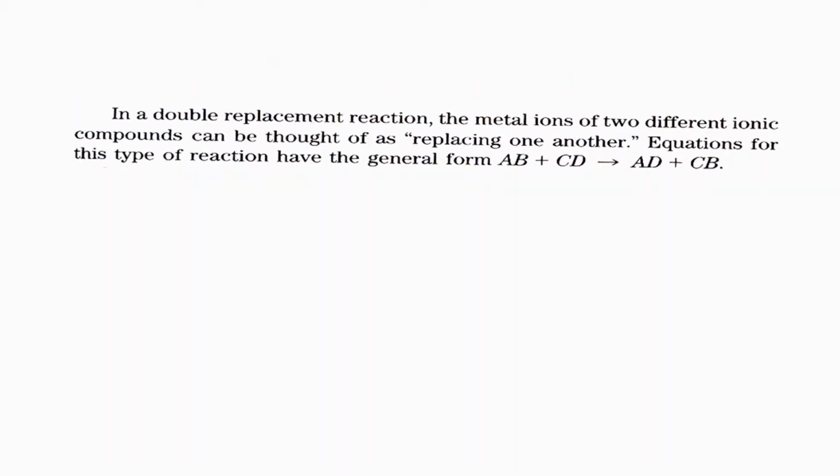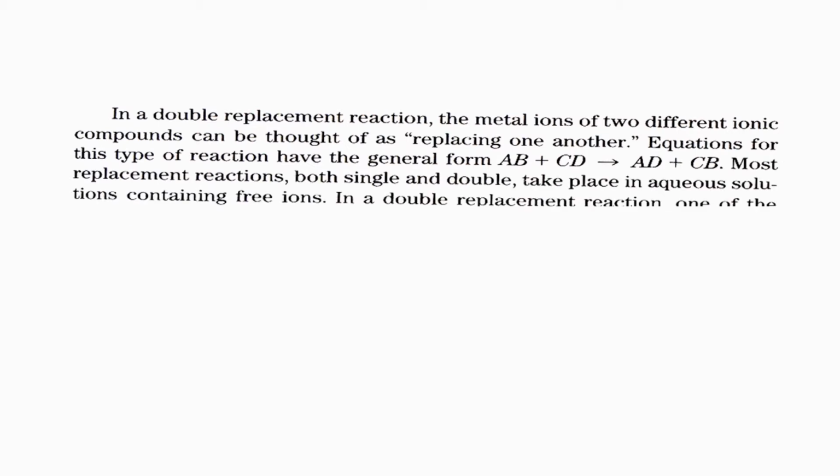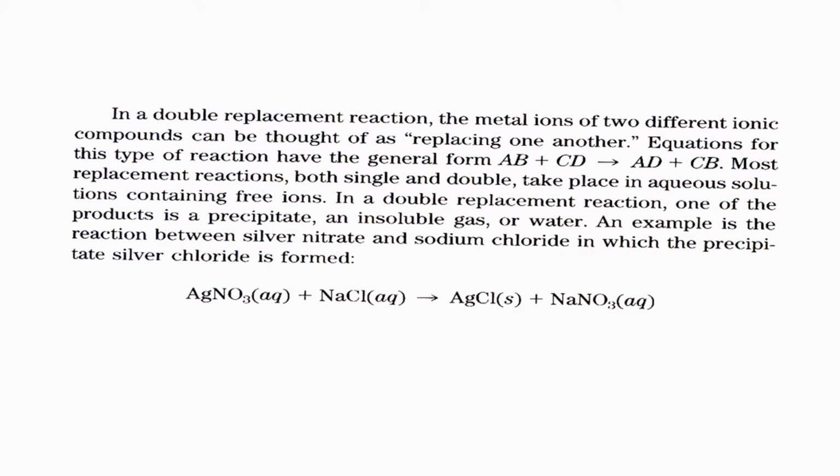In a double replacement reaction, the metal ions of 2 different ionic compounds can be thought of as replacing one another. Equations for this type of reaction have the general form AB plus CD yields AD plus CB. Most replacement reactions, single and double, take place in aqueous solution containing free ions. In a double replacement reaction, one of the products is a precipitate, an insoluble gas, or water.